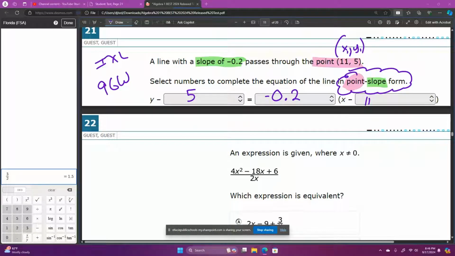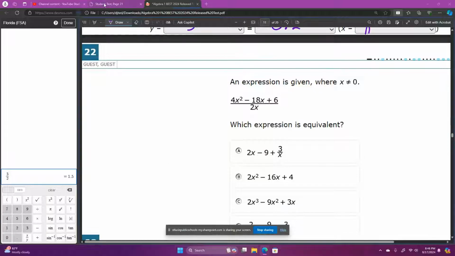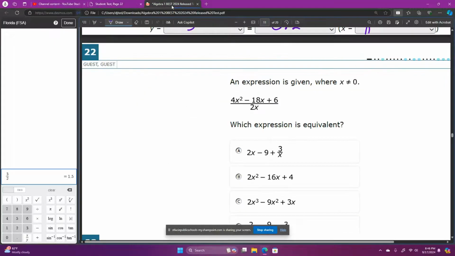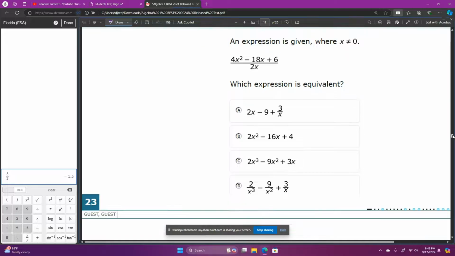All right, and we are going to keep on moving through. We're on question number 22. So back here, 21, I already entered. Question number 22 says, an expression is given where x does not equal 0. We've got 4x squared minus 18x plus 6 all over 2x.